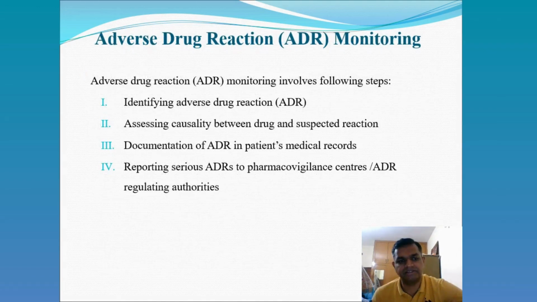Next, we will discuss the heart of pharmacovigilance, that is called adverse drug reaction monitoring. ADR monitoring involves the following steps. It covers 4 steps. First is the identification of adverse drug reactions. Second is assessing causality between drug and suspected reaction. Third one is documentation of ADRs in patient medical records. And last one is the reporting of ADRs to the pharmacovigilance centers or other regulatory authorities.